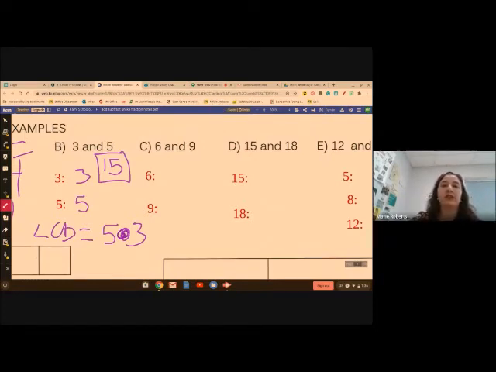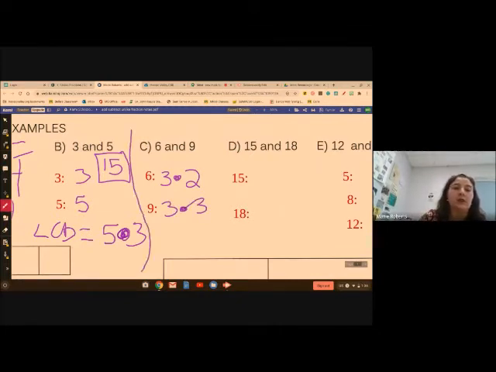So let's list out the factors for 6. 6 is 3 times 2. 9 is 3 times 3. My LCD has to have all the factors that I see. They share a 3, so I'm only going to write that once.